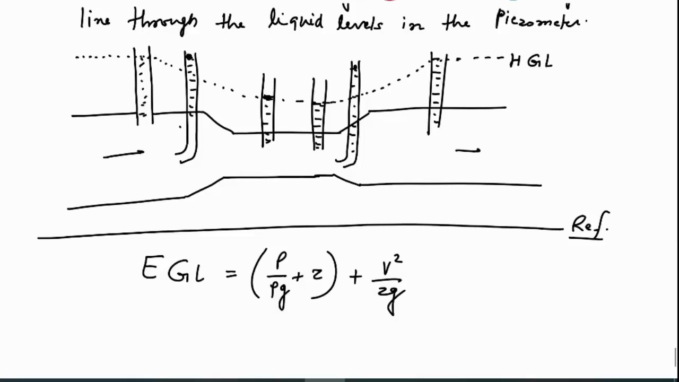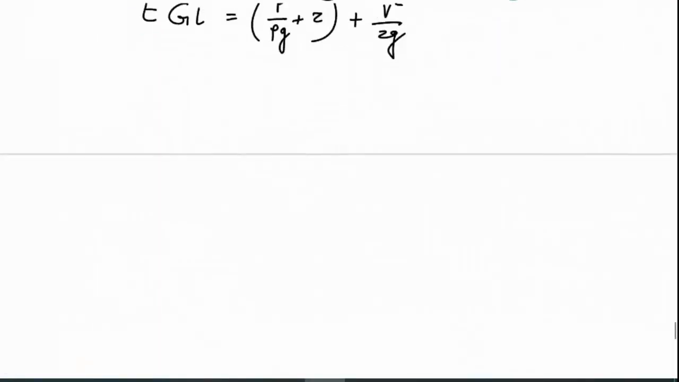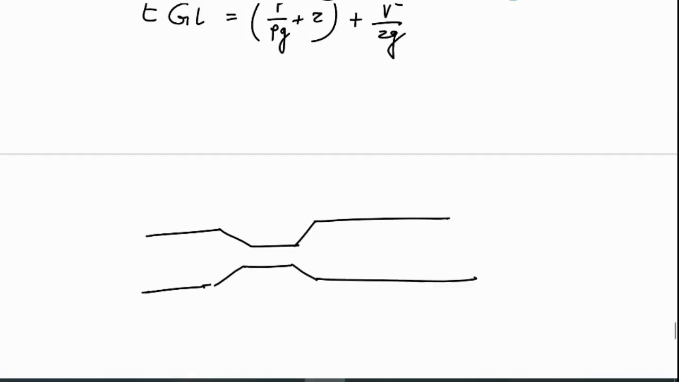A straight horizontal line. That's good, because this is a constant thing. So energy grade line will basically be constant. So that's why we'll have a horizontal line. So in this case, if I plot the same figure once again, if I put the energy grade line, so this is my energy grade line. This will be a constant line.